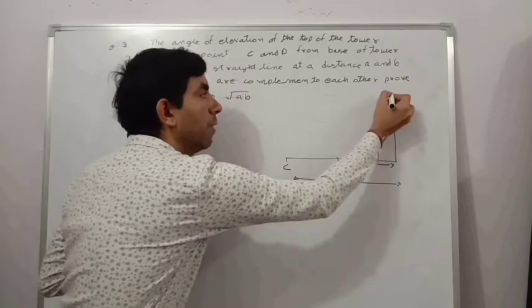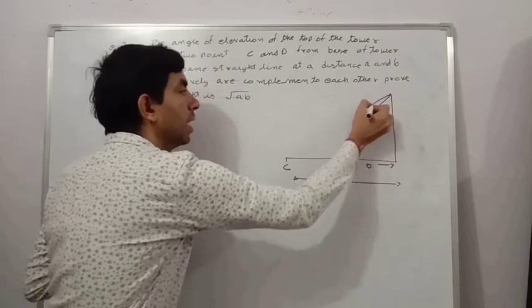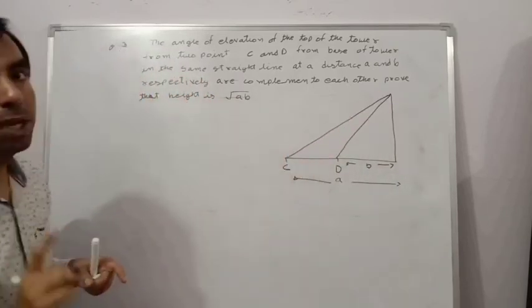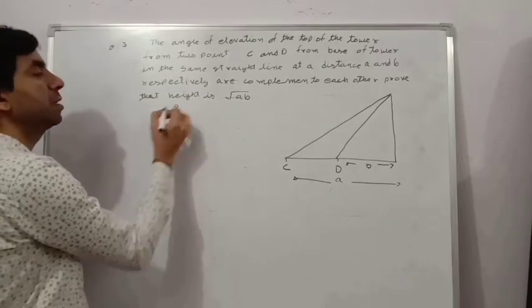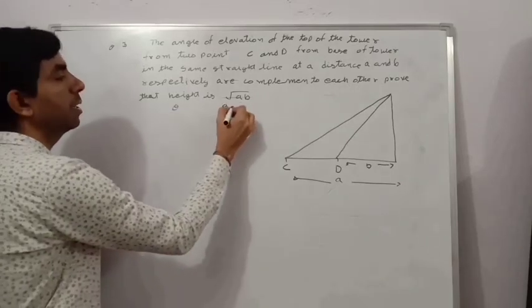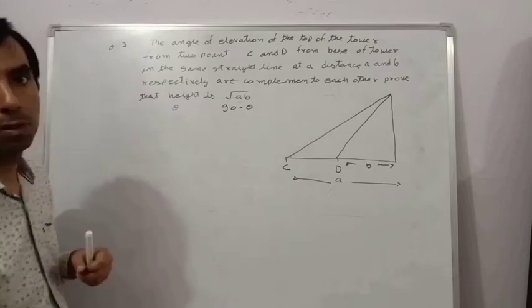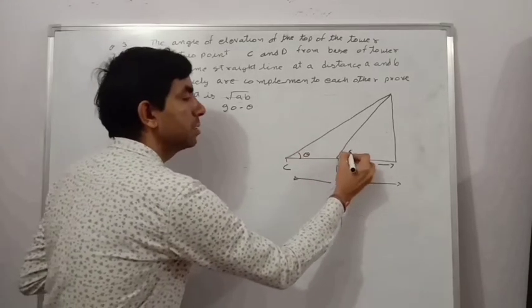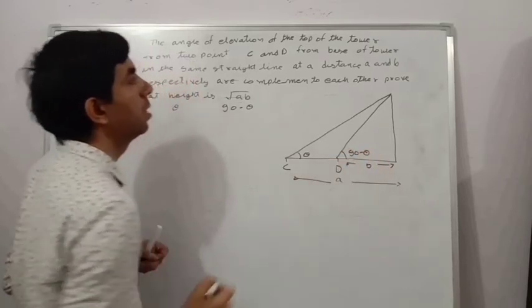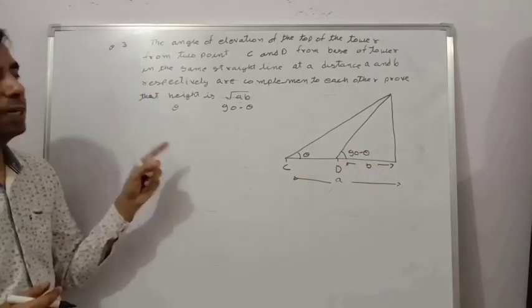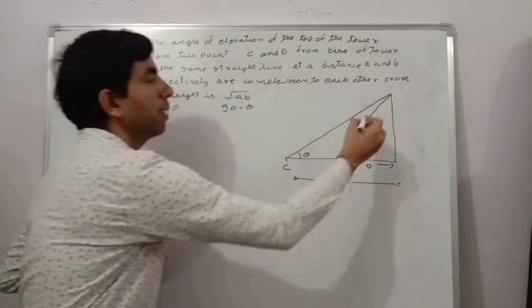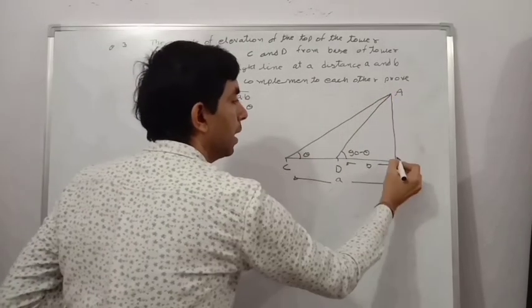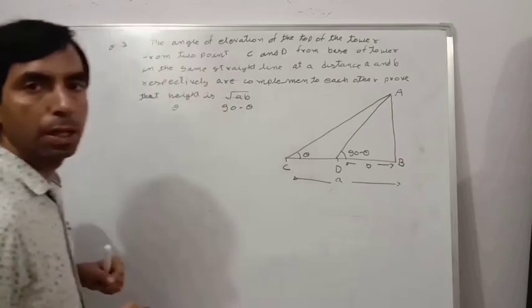Both elevation angles are complementary. This means if one angle is theta, then the other angle is 90 minus theta. So I take angle C as theta and angle D as 90 minus theta. Now we have to find the height of the tower. Now we take the points capital A and capital B.